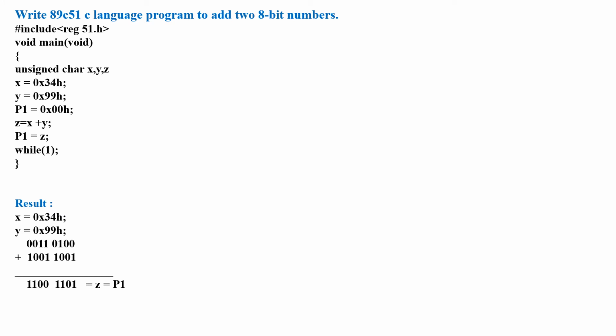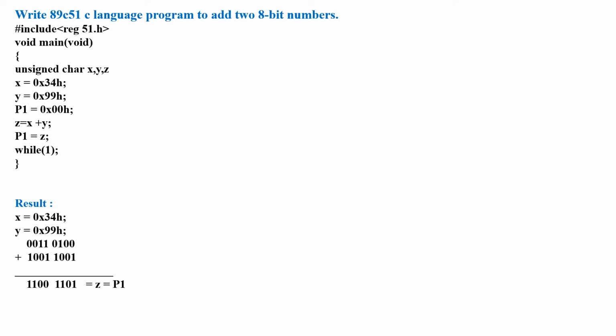Port P1 is the output port. Now add the two numbers: z is x plus y. By addition, z will produce the result, and this z will be displayed to port P1. So here I am showing the result. The value of x is 0x34, y is 0x99.